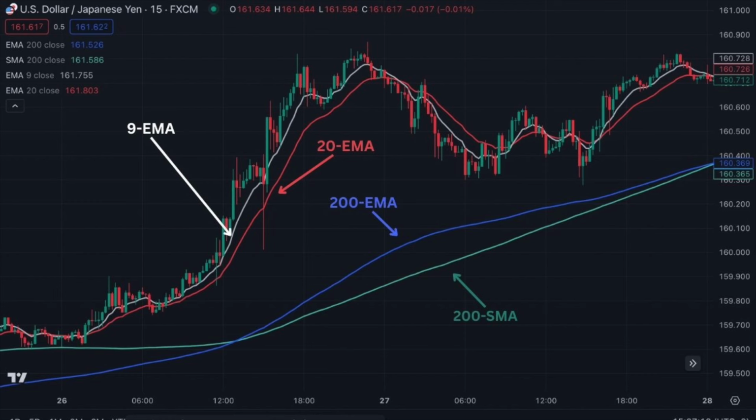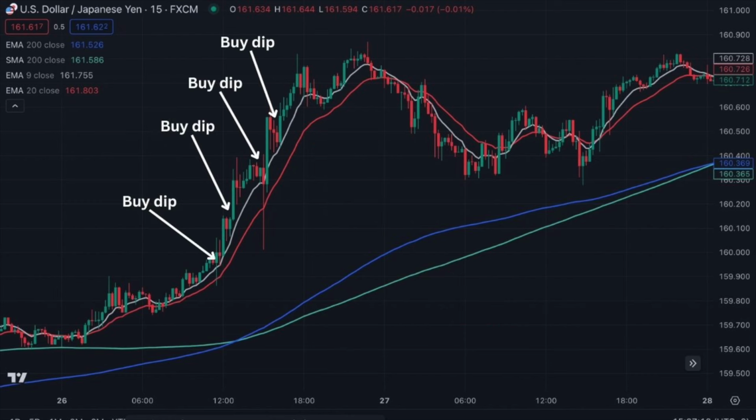Okay, so if you look at my chart, price is moving way above the 200 period moving average, so we don't really need to factor it in. It's not acting as immediate support or resistance. Instead, we focus on the 9 period and 20 period moving averages. These are the two that I have on my chart. So one key strategy I use is buying dips off a moving average when a pair is trading higher. Specifically, I like to buy dips off the 9 period moving average.